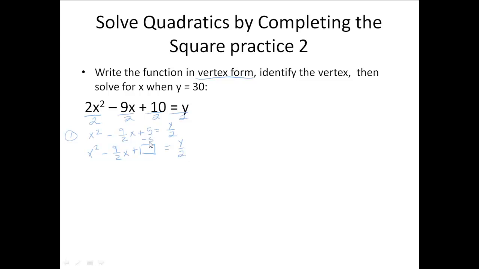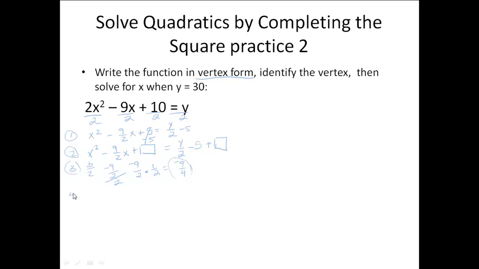Now when I go and I actually subtract this 5 off, I can't combine it with my y over 2, so I just write it as minus 5 and then plus the box. Step 3 says I need to find b over 2. Well, in this case, my b is negative 9 over 2, and I'm going to be dividing it by 2. So when we actually multiply by the reciprocal, we would end up with negative 9/4 for our b over 2.